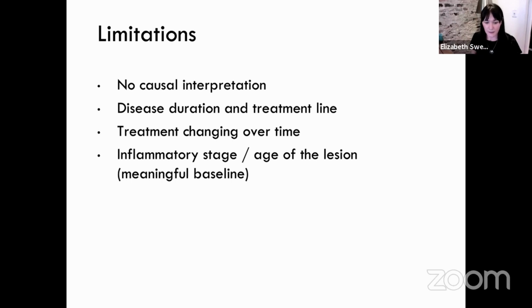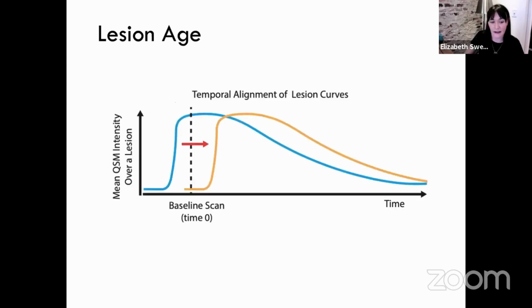And then the last part is something that I'll talk about and that Susan alluded to. When we're working with this data, the inflammatory stage or the age of the lesion is unknown. So maybe the patients in the copaxone group are just farther along and have leveled out more than those in the Tecfidera group. And is that causing us to see something that isn't really there?